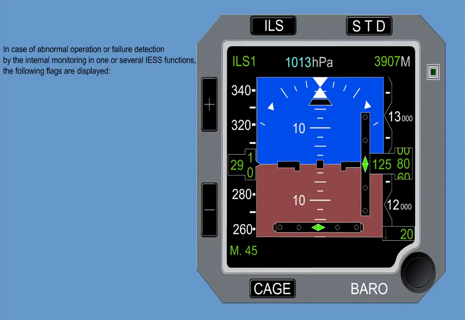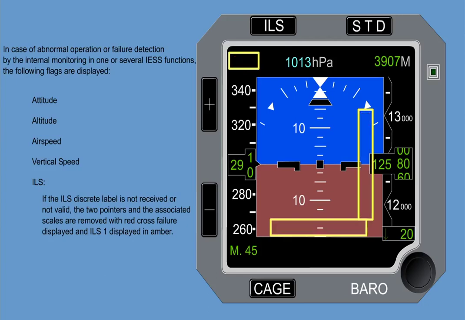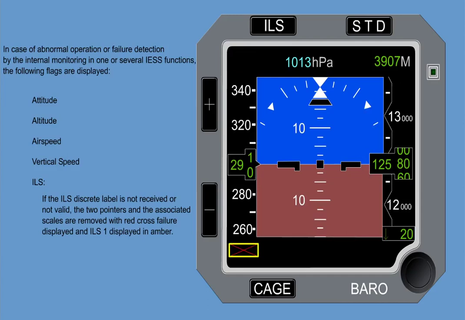In case of abnormal operation or failure detection by the internal monitoring in one or several IESS functions, the following flags are displayed: attitude, altitude, airspeed, vertical speed, and ILS. For example, if the ILS discrete label is not received or not valid, the two pointers and the associated scales are removed with red cross failure displayed and ILS-1 displayed in amber. If the receiver is not tuned on the ILS frequency, the two pointers and the associated scales are removed without the display of red cross failure. Any other indication that fails will be blanked and covered by a red cross.